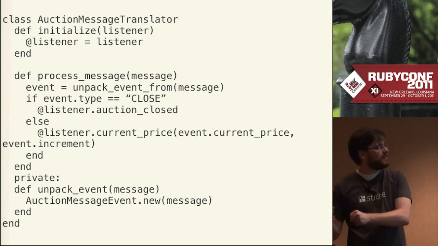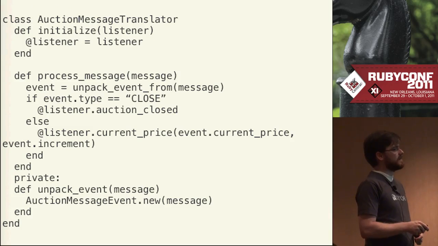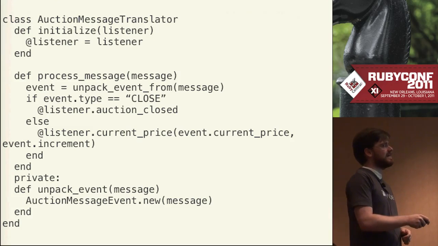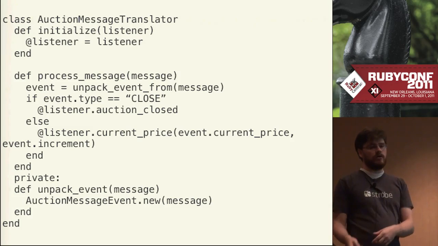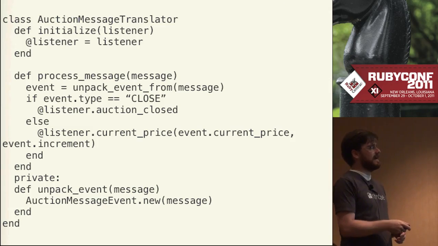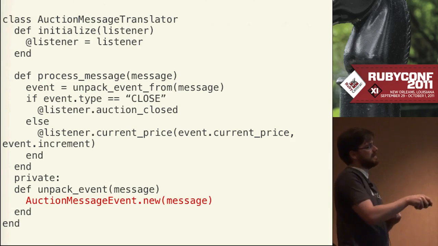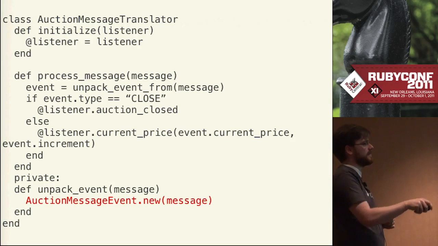And then the way that they do this is they have an auction message translator that processes the message by saying, unpack event from this message. If the event type is closed, you're going to send the message auction closed. If the event type is not closed, send the current price with event.currentPrice and event.increment. That's pretty semantic, I think, inside of the process message.